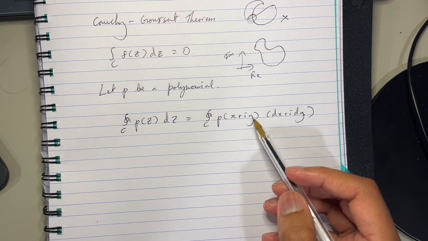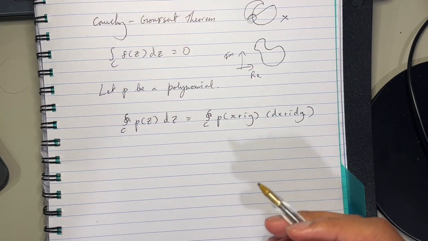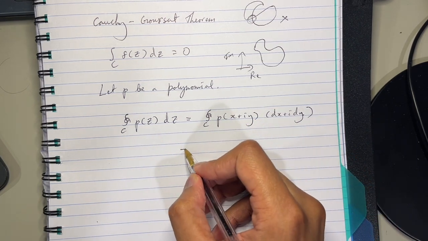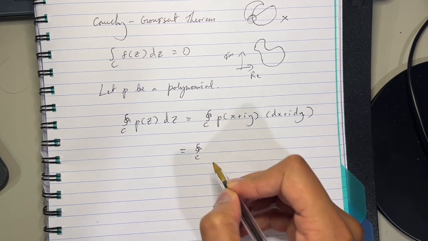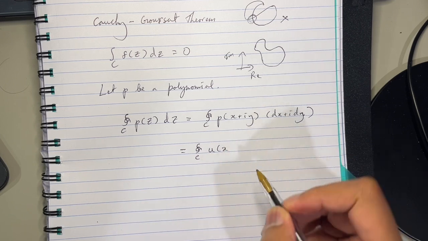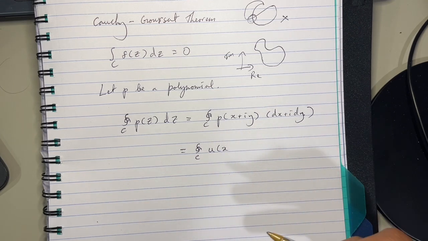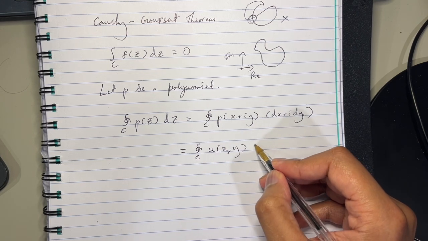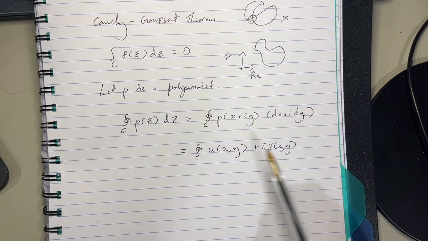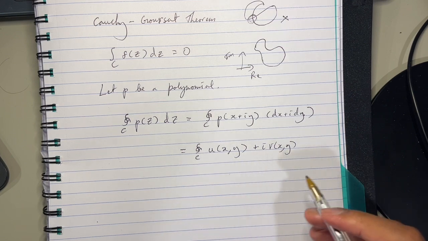Because it's a polynomial, the real and imaginary parts will just be polynomials in x and y. So we can write it as some contour integral over C of u, which is going to be everything in the polynomial that's real, and then we have a part that's imaginary. I think we should have a quick example of what this looks like.